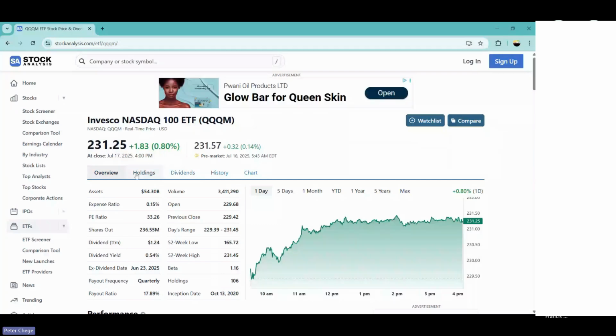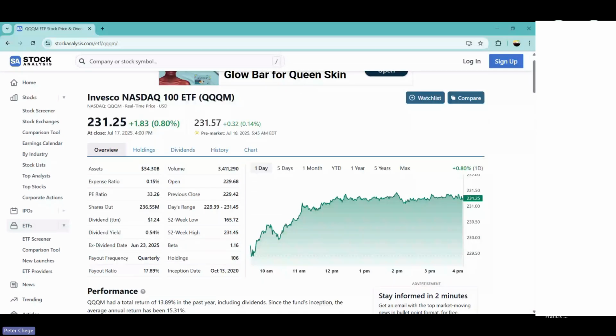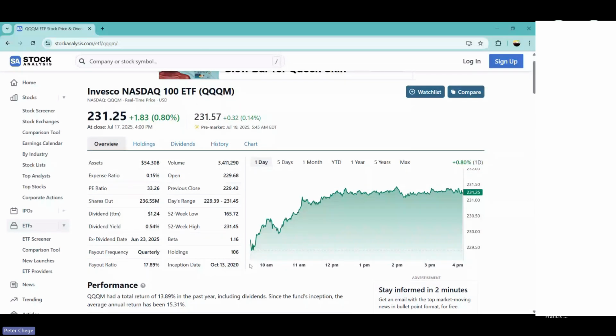You notice like this one is volatile. Just notice the graph. It's just a 1 day from 10 a.m. when the market opened to the time it closed. It started low, then it went up with around $2. If you compare with the other one, price didn't move a lot.